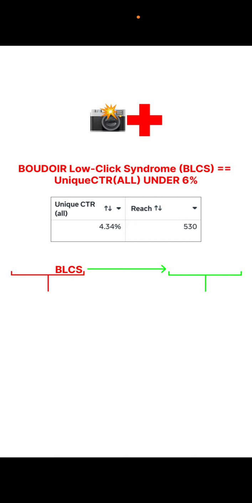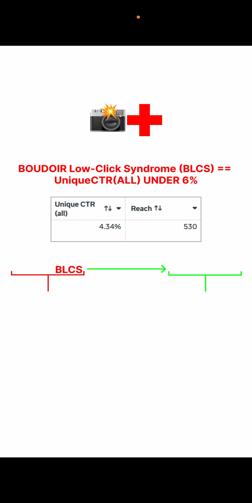All right, y'all, we're going to take a look at this Boudoir Facebook ad, see if it has BLCS, aka Boudoir Low-Click Syndrome. And Boudoir Low-Click Syndrome is when the unique CTR of our Boudoir Facebook ad is under 6%. So this is how many women out of 100 our Boudoir Facebook ad is actually entering their brain. So if it's under 6%, we got problems. Above 6%, that's actually where we need to be.